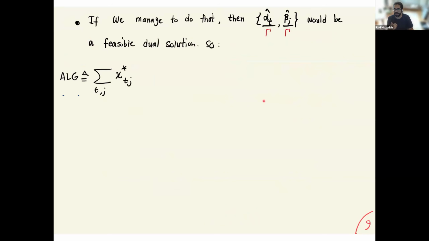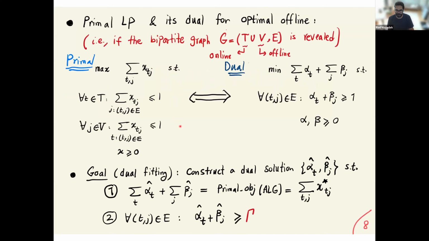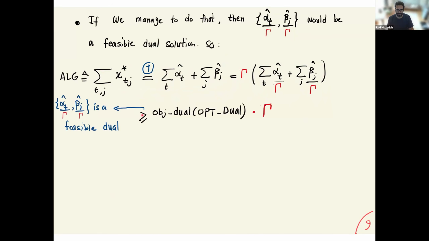And therefore, I can just invoke weak duality and get the following set of inequalities. My algorithm is just a summation of x star tj's over all tnj. This is equal to the objective of the dual because of the way that I constructed this dual certificate. Remember, bullet number 1 here guarantees that the dual certificate objective is equal to the primal objective. And then this is just gamma times the objective that you get through your feasible dual. Any feasible dual in terms of the objective is going to be at least the dual optimal objective value, because the dual problem is a minimization problem. So therefore, you get the optimal dual times gamma.